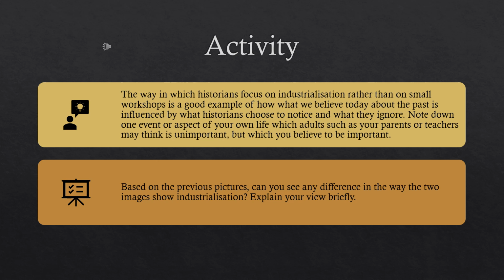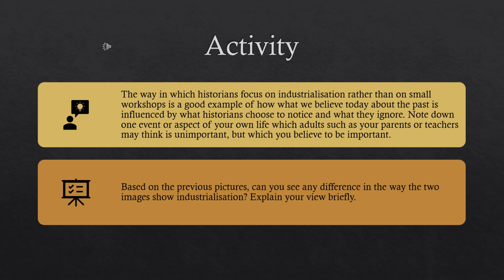Now you have this activity. The way in which historians focus on industrialization rather than on small workshops is a good example of how what we believe today about the past is influenced by what historians choose to notice and what they ignore. So the visions of different historians were different, like you have seen in the previous two pictures. Whatever historians presented, we made our viewpoints accordingly. Now note down one event or aspect of your own life which adults such as your parents or teachers may think is unimportant, but which you believe to be important.